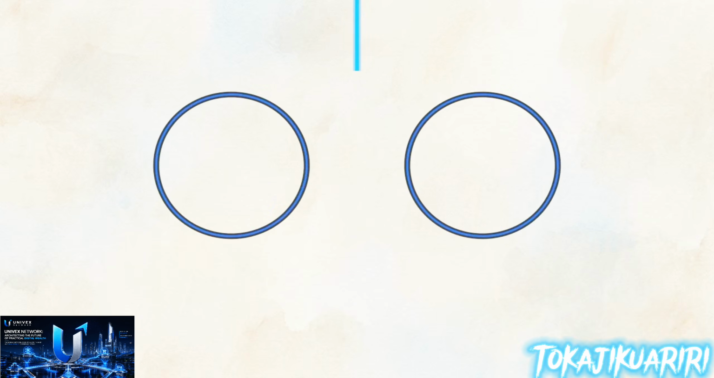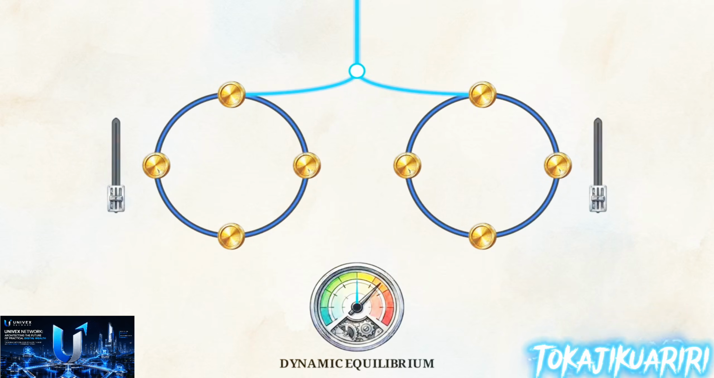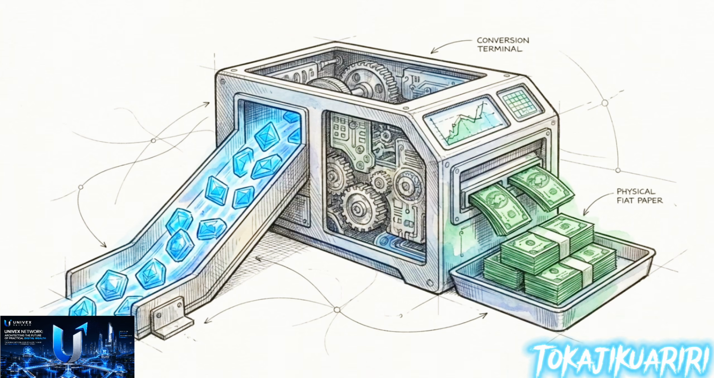To counteract depreciation, the Univex economic engine utilizes a dual token model. It splits the data stream into two circulating loops. Embedded within are automated reward scaling algorithms. When network activity spikes, they automatically adjust the flow rate, maintaining dynamic equilibrium. Direct payment integrations act as a critical release valve, finalizing the loop by allowing tokens to exit and convert into fiat.